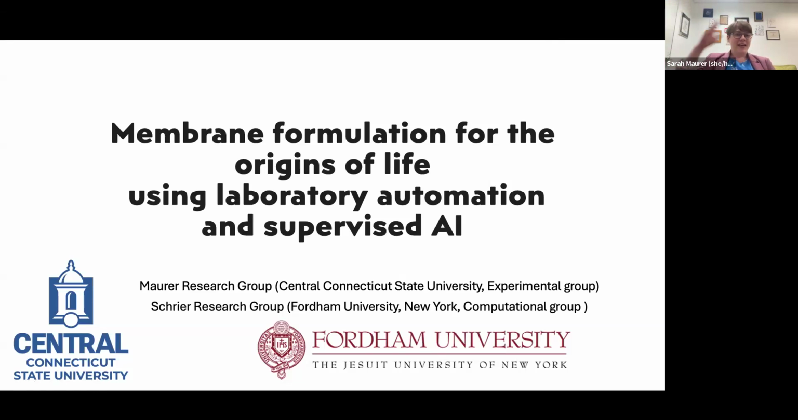So I am a researcher at a primarily undergraduate institution, Central Connecticut State University, and I'm collaborating with Fordham University, which is also an undergraduate university, and we are working to build membranes for different applications. My research is astrobiology, and in this example, we're focusing on origins of life, but you could imagine formulating membranes for other synthetic biology applications as well.